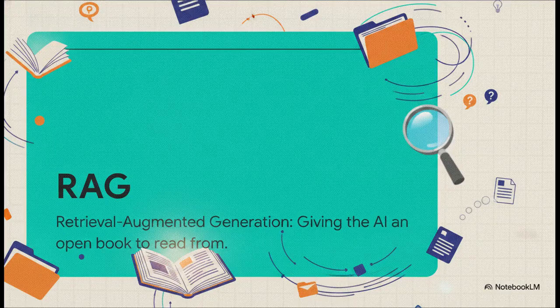RAG. It stands for Retrieval-Augmented Generation. I know, it sounds like some crazy, dense technical jargon, right? But actually, it simply means giving the AI an open book to read from instead of forcing it to guess or rely solely on its own memory. This is a massive breakthrough for beginners and pros alike, mainly because it dramatically reduces the chance that the AI is going to hallucinate or just make things up. It's getting its answers directly from the specific context you gave it.